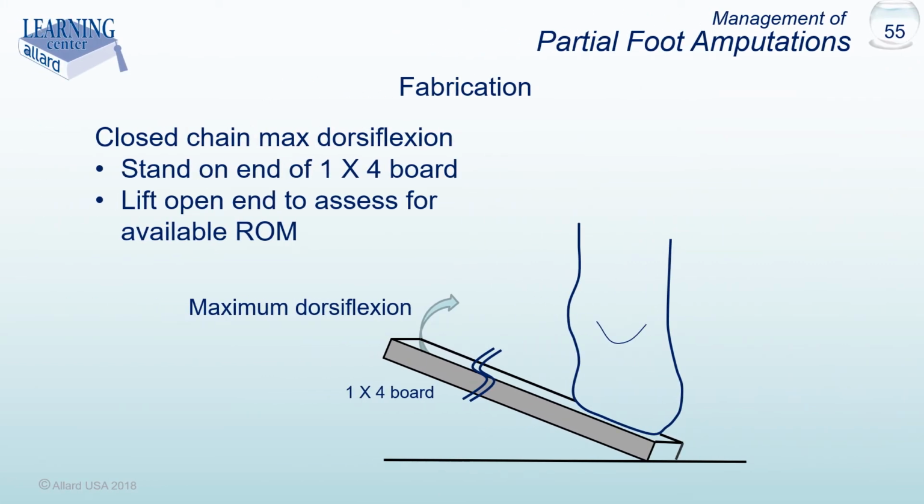To help restore lost limb length and ankle posture as close to neutral as possible, determine maximum range of motion towards dorsiflexion. It is strongly recommended that this be accomplished by having the patient stand on the end of a 1x4 board and the practitioner pick up the other end of the board to determine the available amount of closed chain ankle dorsiflexion.